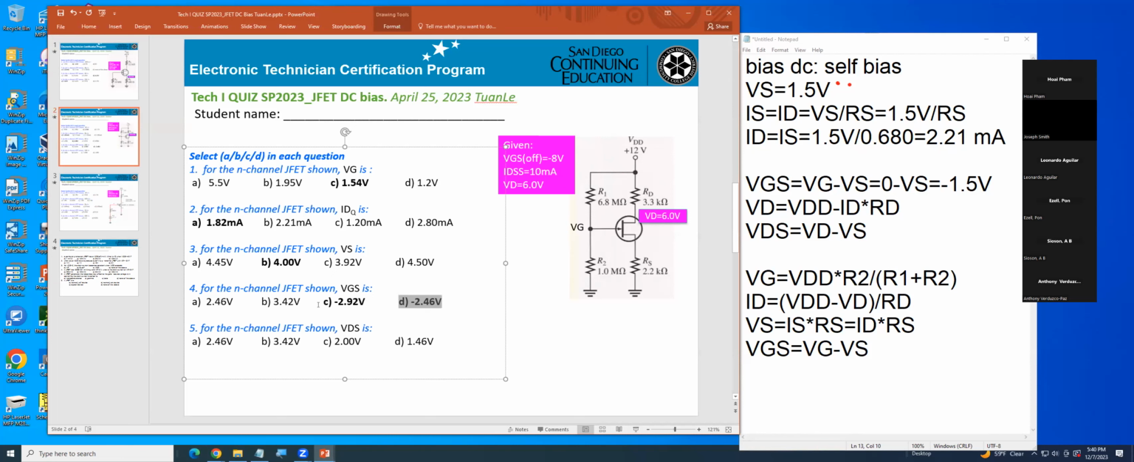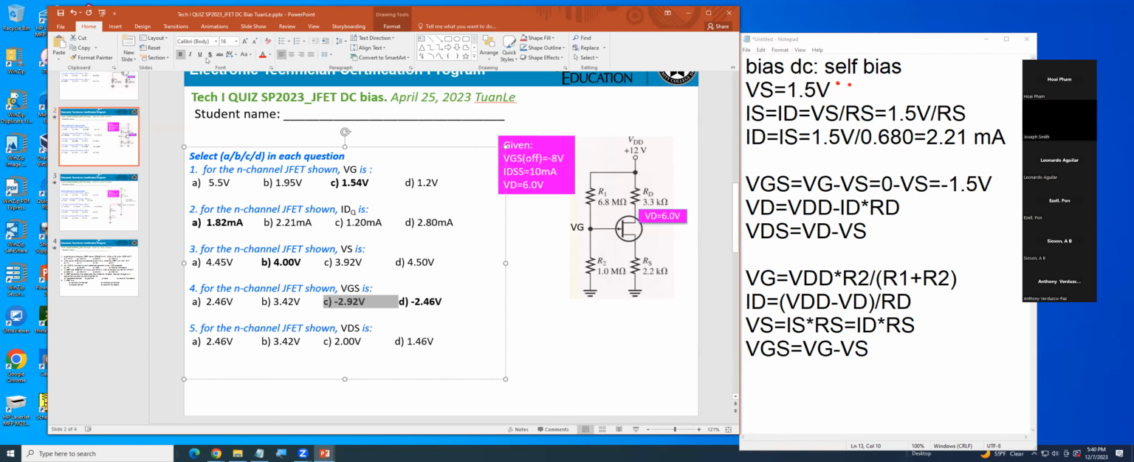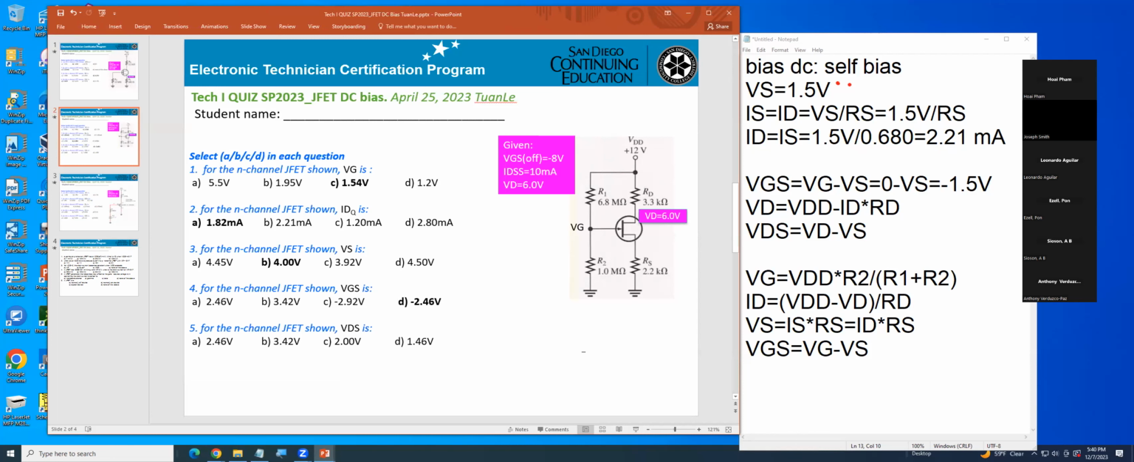Okay, number 5. Number 5, VDS. VD minus VS.